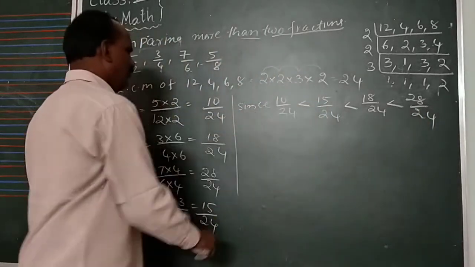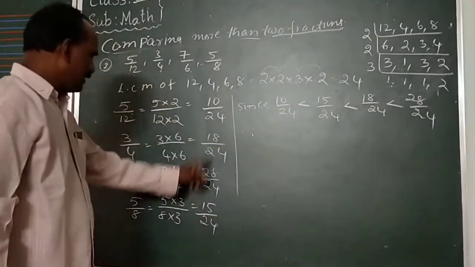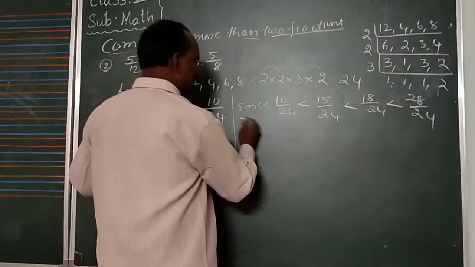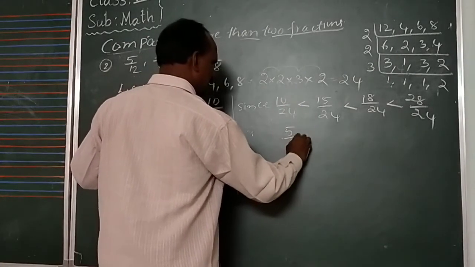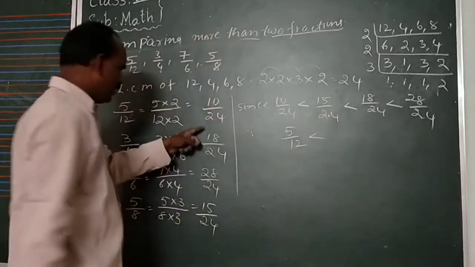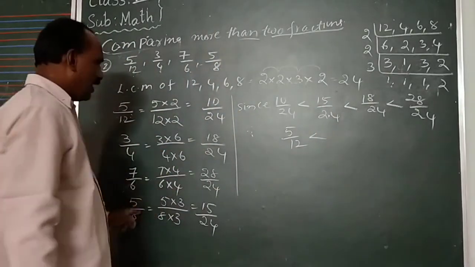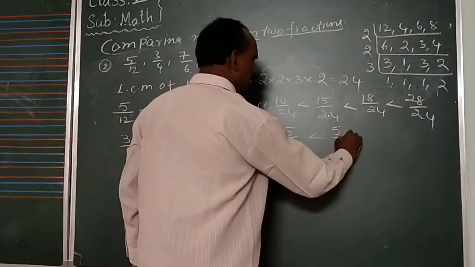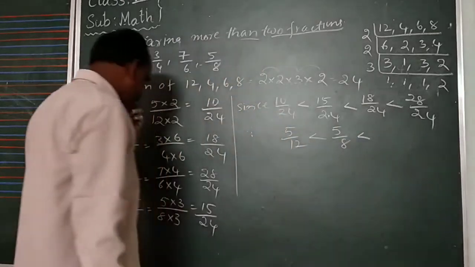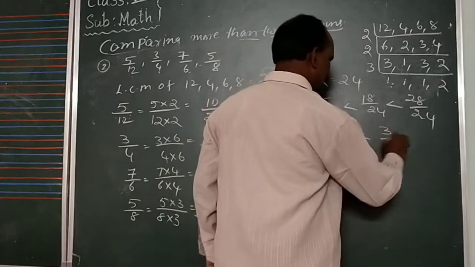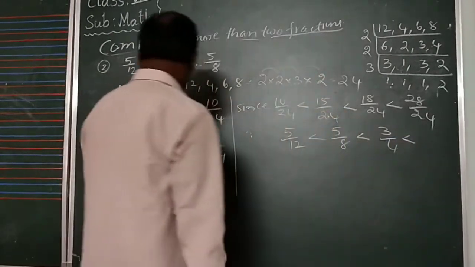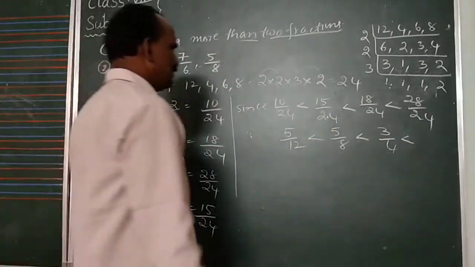Then what is the original fraction of 10 by 24? 5 by 12. What is the equivalent fraction of 15 by 24? 5 by 8. What is the equivalent fraction of 18 by 24? 3 by 4. And less than, next, 7 by 6.